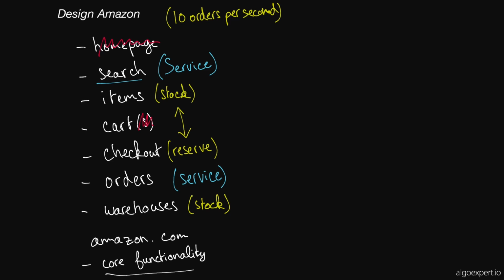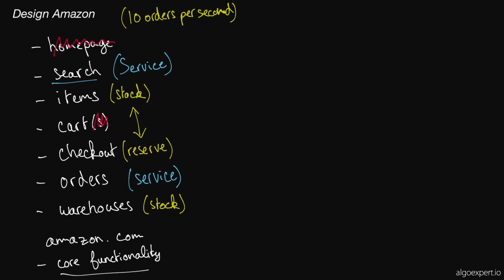And I think for the core functionality, we'll probably split it between users, which would probably be the first half of our bullet points here, and then warehouses, which would be the second half. So that's going to be my plan. Let's see how it goes.